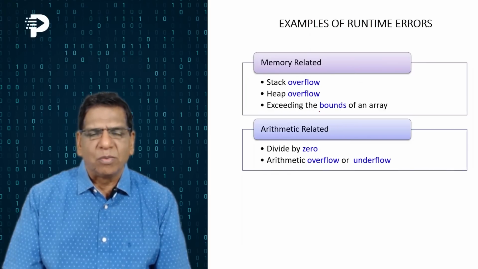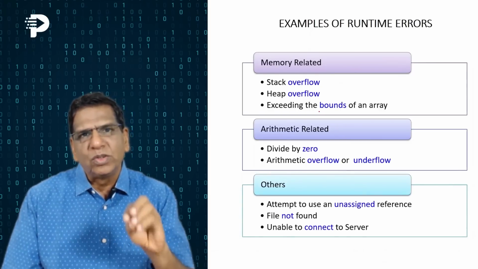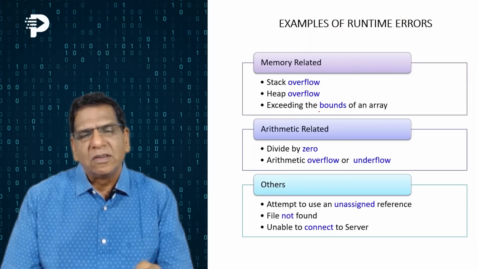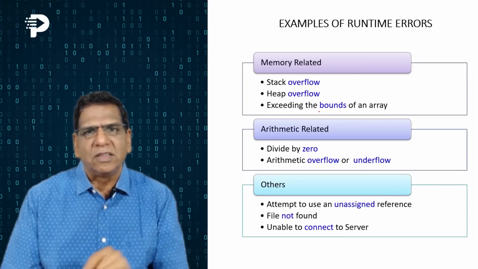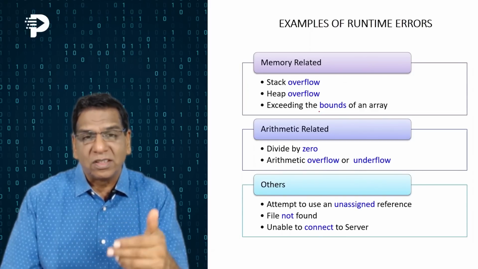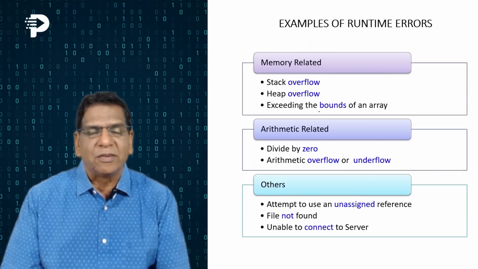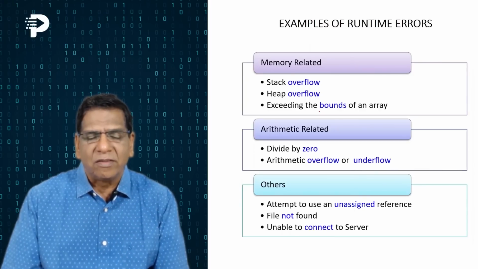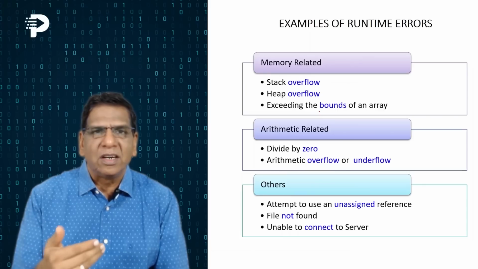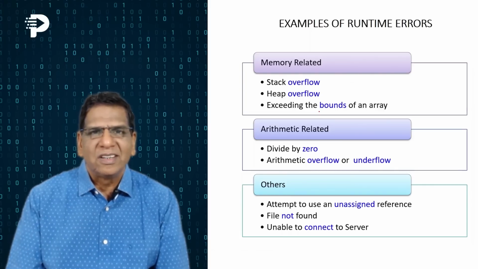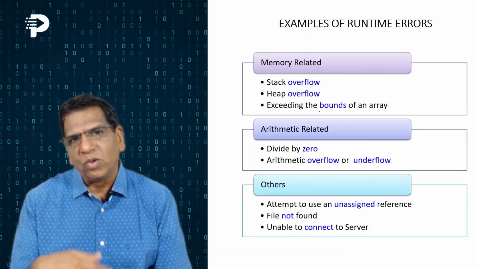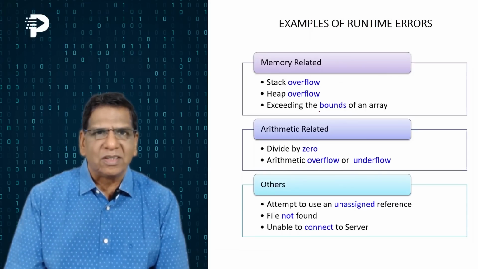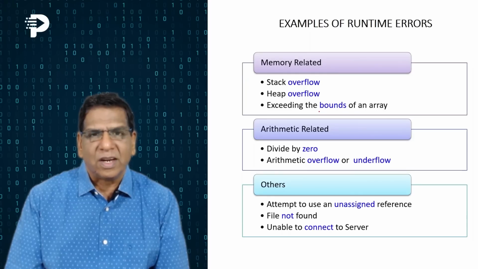Or to give you a couple of more examples, you try to use a reference which has not been assigned any address. So you say Circle C1 and then say C1.draw. You should have said C1 equal to new Circle to assign a reference to a variable C1. Without doing that, if you use it to make a call to a method, then it will also be reported as an error. Or you try to open a file and the file is simply not there on the disk. That's also going to result in a runtime exception.